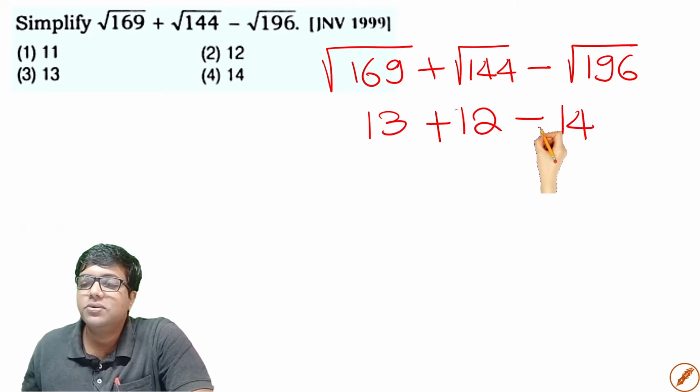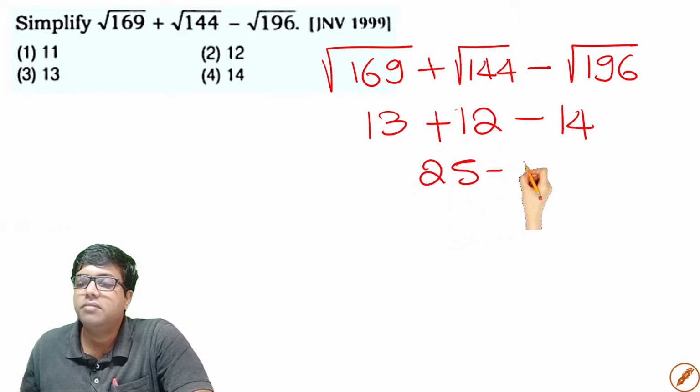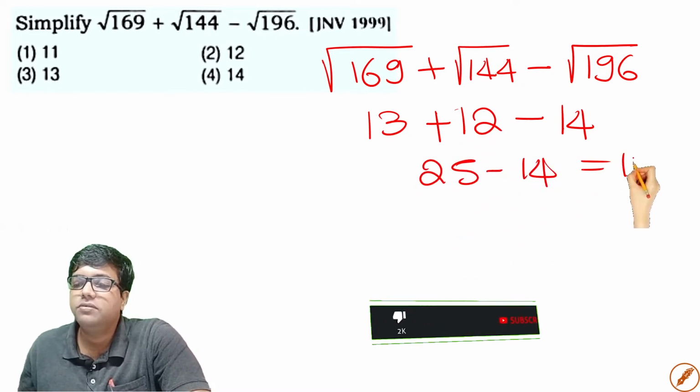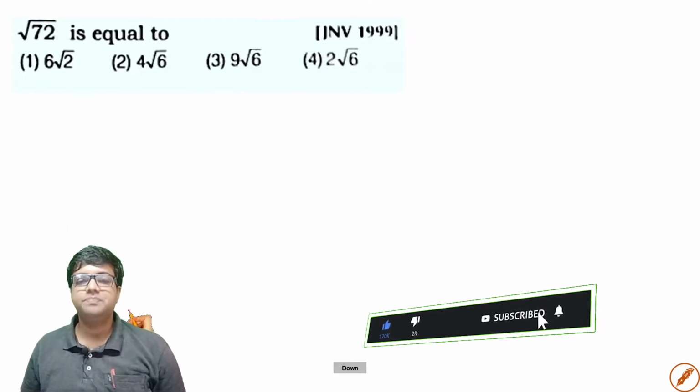So 13 plus 12 is 25, minus 14 will give you 11. 11, option 1 is the right answer for this question.